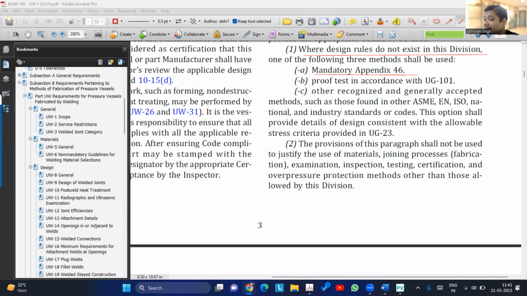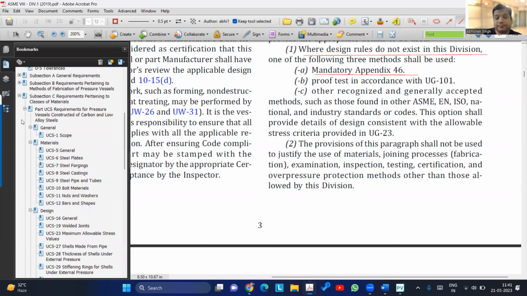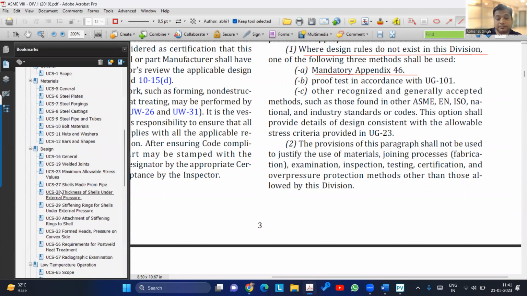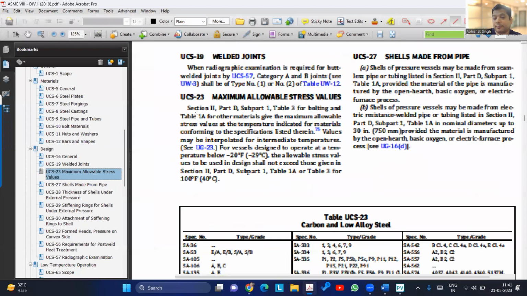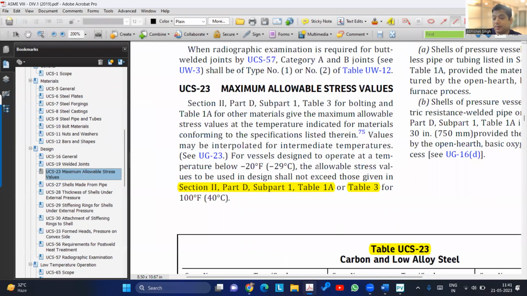Next thing, Abhishek has asked, in the first paragraph of UCS-23, what is the actual increase regarding allowable stress for service temperature? Let us go to UCS-23. Okay, so you're talking about this one. In UCS-23, increase.